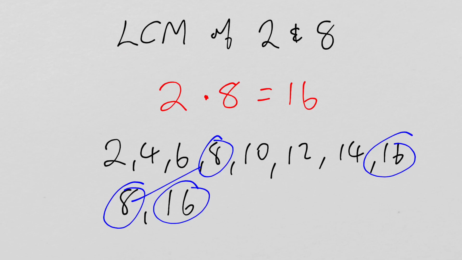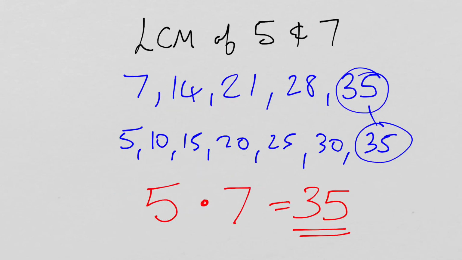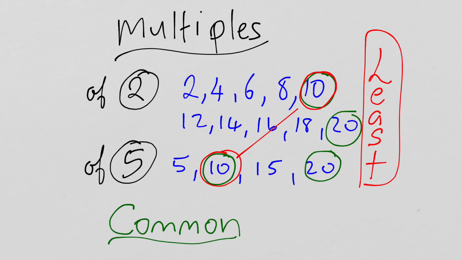If the smaller number, so in this case the 2, goes into the bigger number, like 8 can be divided by 2 evenly, if it goes in, then the bigger number is the LCM. And that's just a rule of thumb. But that's basically how LCM works. You figure out what the multiples are, you look at the ones they have in common, and you find the lowest one or the least one of them all.